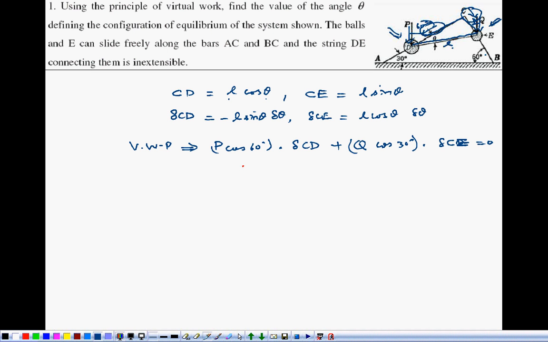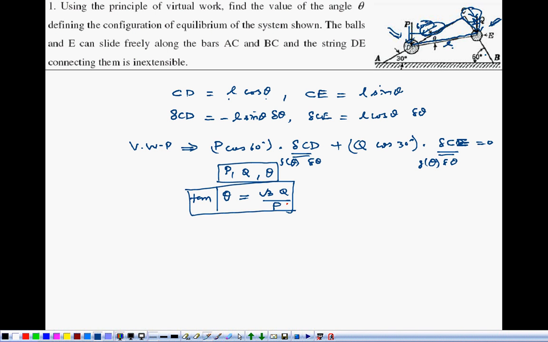Now all we need to find out is what is the relationship between P, Q and theta. Mind you, this will be in terms of delta theta, this will be in terms of delta theta and theta. Right? And therefore it's possible to find out the relationship between these two. Okay. Now in this particular case, theta happens to be, tan theta happens to be root 3 Q by P. Please verify if this is fine. You can also write this as theta equals tan inverse of root 3 Q by P.